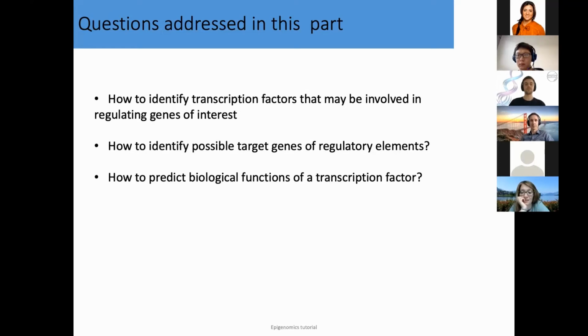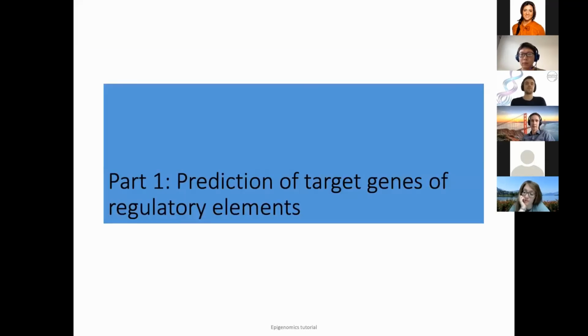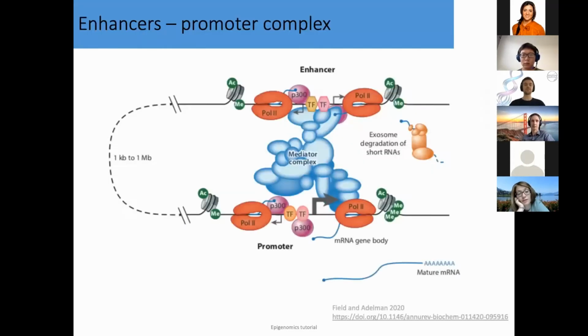And one aspect of this is what you can do once you've assigned possible target genes: you can ask what the different biological functions of those genes are. And by this, you can maybe reason what the roles of the transcription factor are in the system that you're studying. So let's talk about the question of how we can predict target genes of regulatory elements.